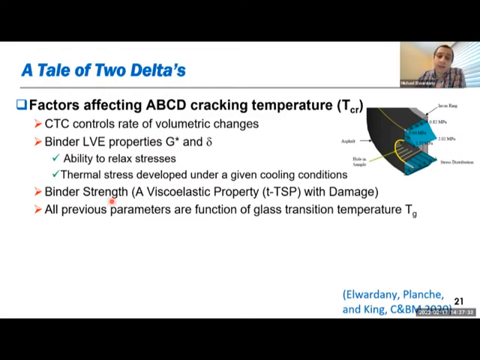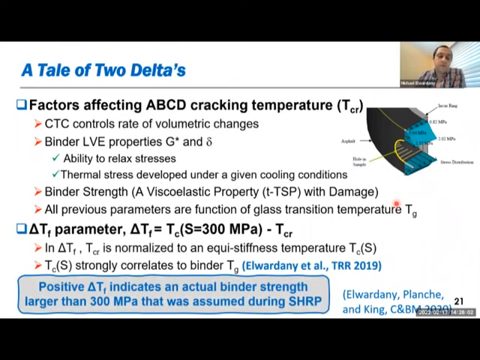And then the binder strength, because that's when the binder is going to break. That's the binder strength, which is another viscoelastic property. What we mean by viscoelastic property here is that binder strength is a function of loading rate and temperature. And also all these parameters are affected by the glass transition of the binder. So as we go through the glass transition temperature for a given binder, all these parameters are going to be affected. So we came up with the delta TF parameter.